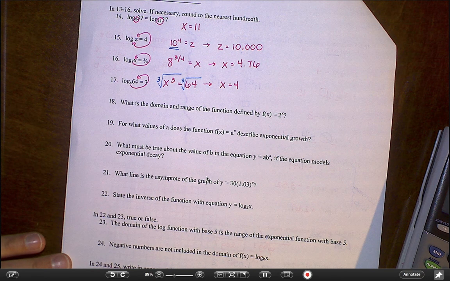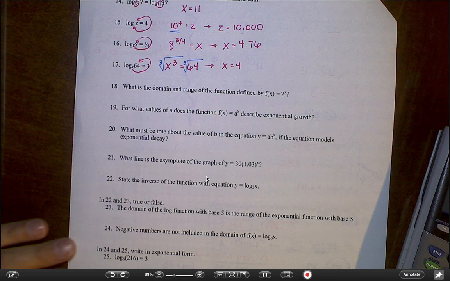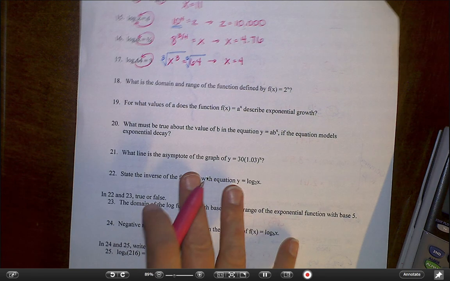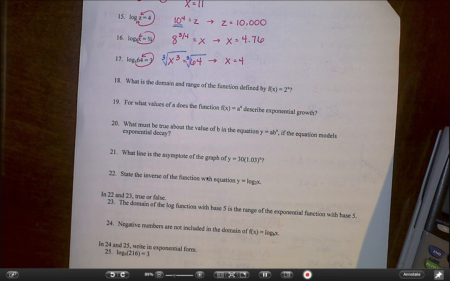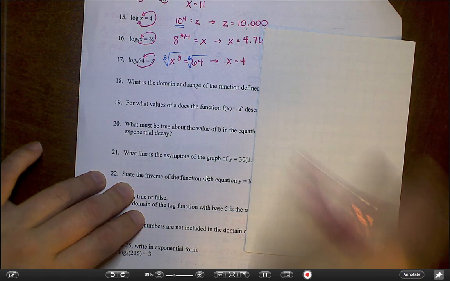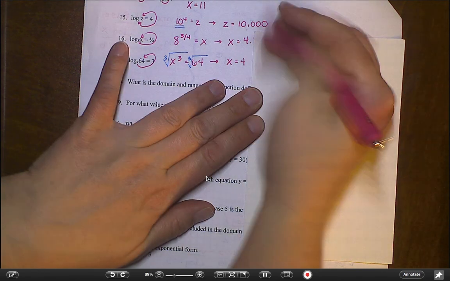Okay, so now moving on. These get into more of the general relationships with logs and things like that. Before I get into these, I'm just going to do a quick side note to remind you how these things work. So we have the exponential function.